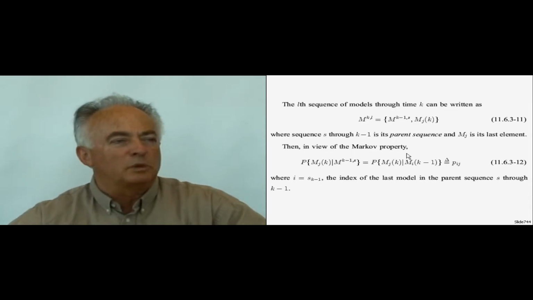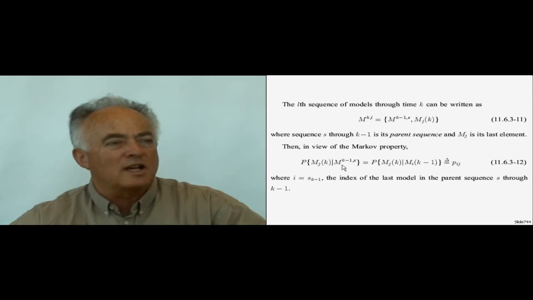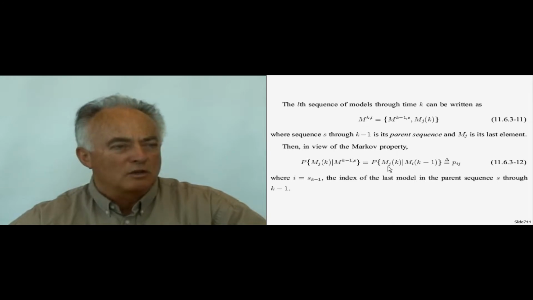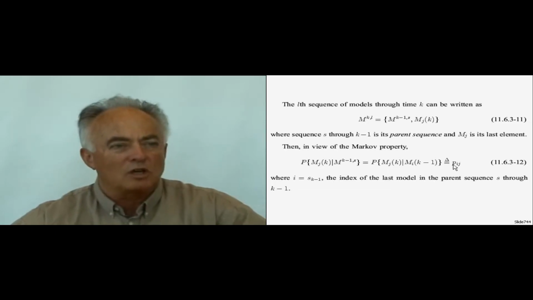Now, in view of the Markov property, the probability of having model number j in effect at time k, given the entire past sequence, M super k minus 1 s, so sequence number s through time k minus 1, really equals only the probability conditioned only on M i at k minus 1, where i is the index of the last model in the parent sequence s through k minus 1. So what we have here is the Markov property given all the past. The probability conditioned on the entire past depends on the last element, the last model within the past sequence. And this is the p i j defined earlier, the jump probability.